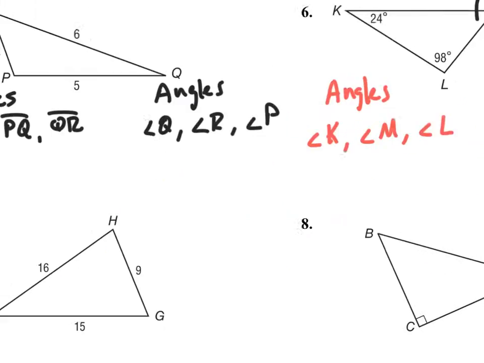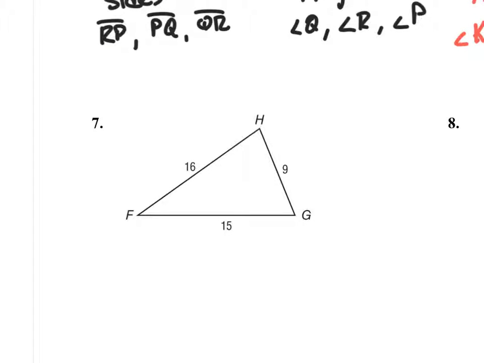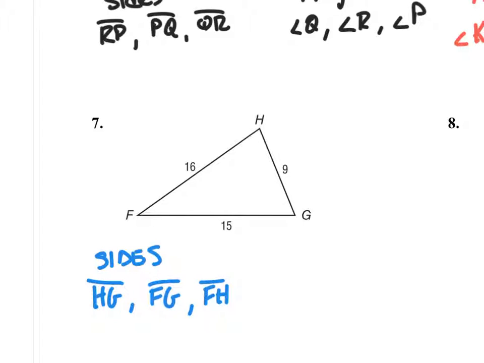Let's take a look at number 7. Number 7 gives the side lengths again. So I'm going to measure our sides first. My smallest is HG, it's 9. Then my next smallest is FG. And then my next largest is FH. So if we did our angles, my smallest side length is HG.